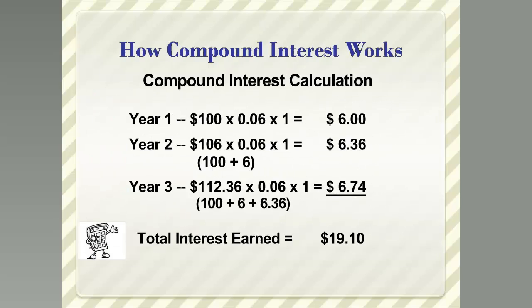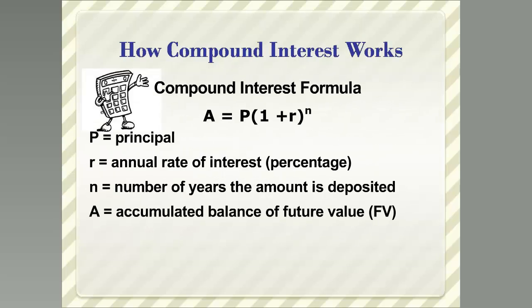Year 3 would be the principal that you got at the end of year 2, which was $112.36, and that would be multiplied by 6%. Total interest earnings in year 3 was $19.10. Over time, compound interest will make more money than simple interest. The formula for calculating compound interest is the principal times 1 plus the rate, raised to the number of years the amount is deposited.